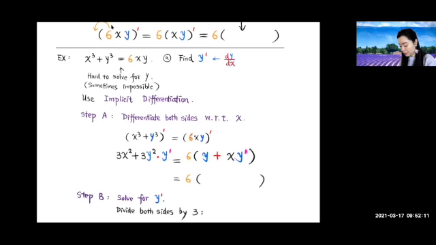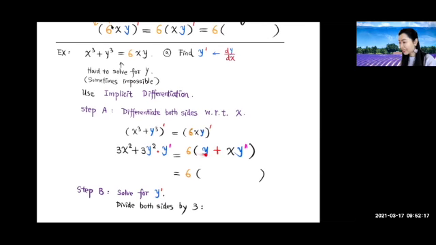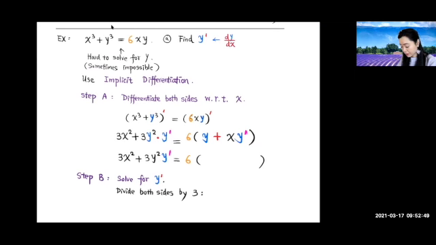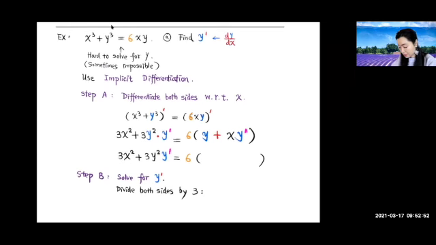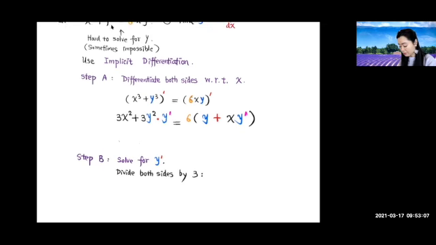Now remember, we're trying to find y prime. You have y prime over here and over here. So I can distribute over here, to free this y prime from the parentheses. I don't think I need this part here, so I'm going to take it away, just like this. So we end up with this. Now we can solve for y prime.